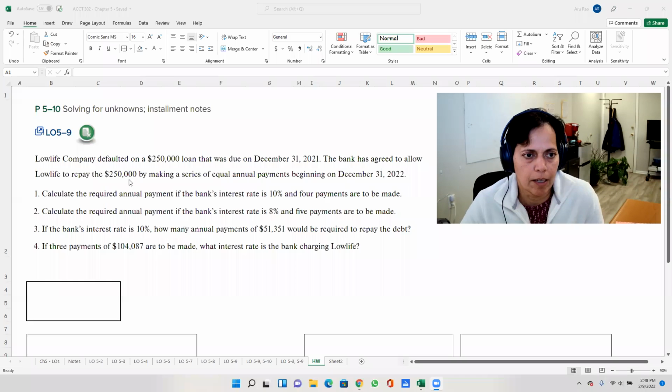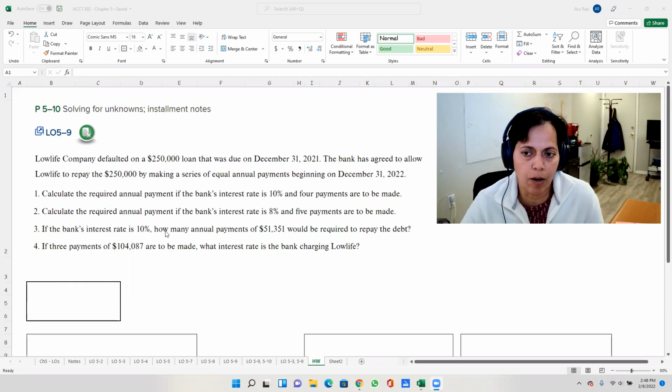Hi, I wanted to start working on the homework problem for chapter 5, just to help you get started and see how to work through this assignment. So I'm going to do a quick screen share so that we can see the homework problem that I pasted from the textbook.